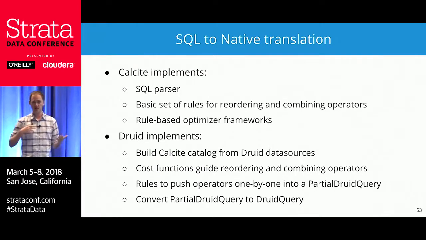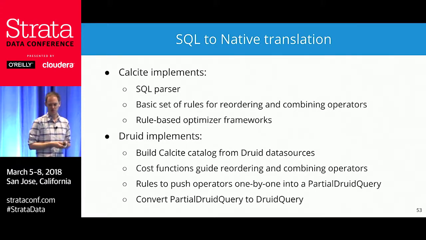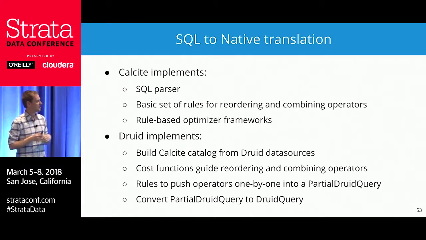So how do we split the work up? Calcite does some, Druid does some. Calcite implements a SQL parser and a basic set of rules for reordering and combining operators. So Calcite's a thing that knows, I want to push a project into an aggregate. I want to swap a filter in a project. It knows how to do that. It also implements the framework for the rule-based optimizer.